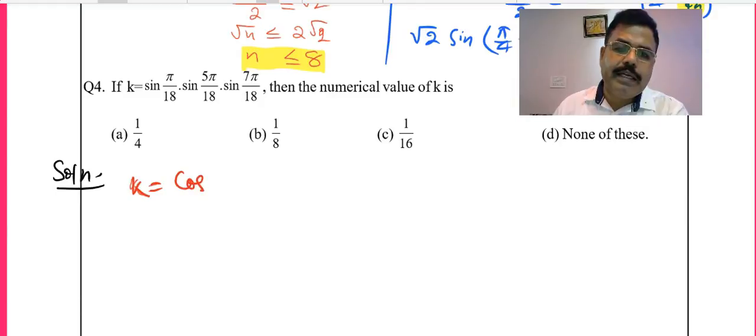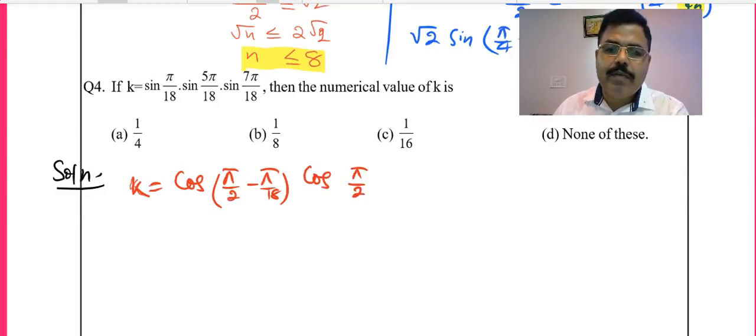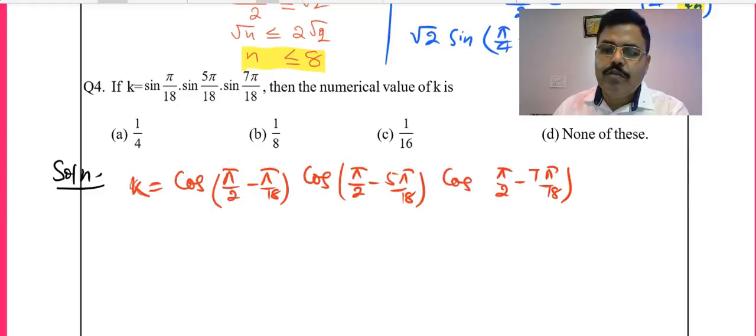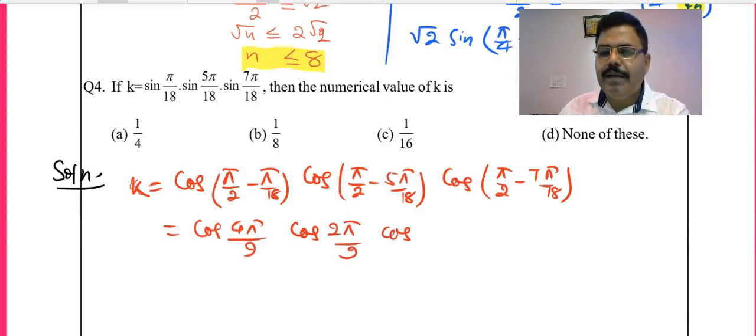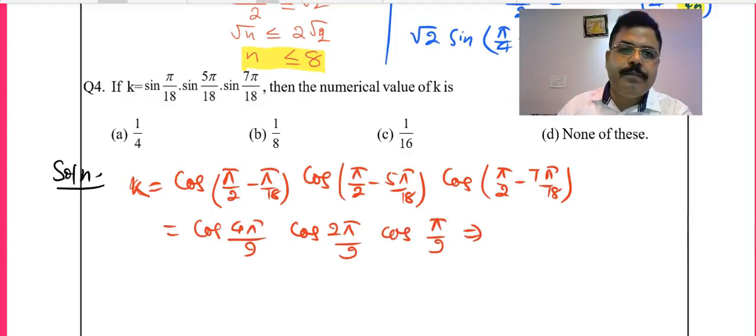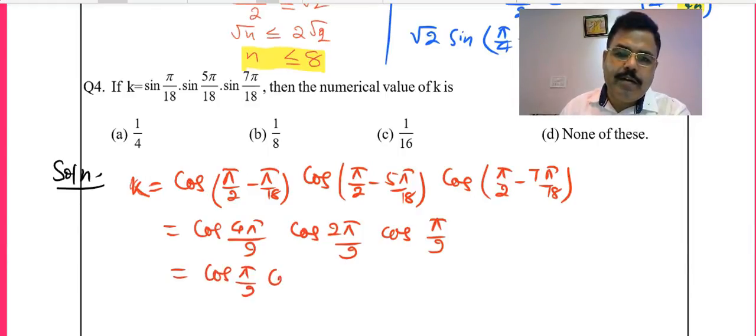since K is equal to, this I should write here, cos (pi by 2 minus pi by 18). Can I write like this? Cos (pi by 2 minus 5 pi by 18) and cos (pi by 2 minus 7 pi by 18). So what is left? That K will come up here, that this is 9 pi minus pi, 8 pi by 18, that is cos 4 pi by 9. Here this will be 9 pi minus 5 pi, that is 4 pi by 18, that is 2 pi by 9. And here it will be 9 pi minus 7 pi, 2 pi by 18, that is cos pi by 9. So now this can be written as K is equal to, in the formula, cos pi by 9, cos 2 pi by 9, cos 4 pi by 9, right?